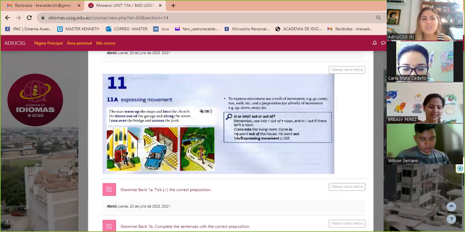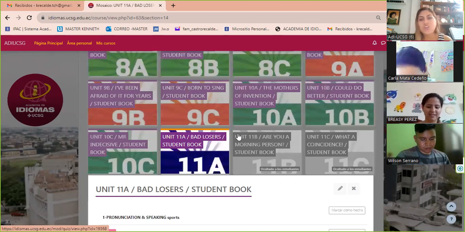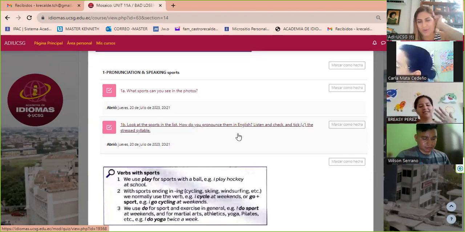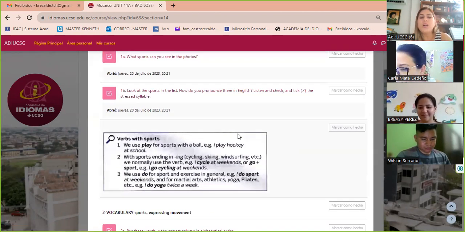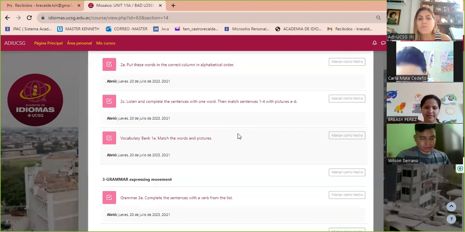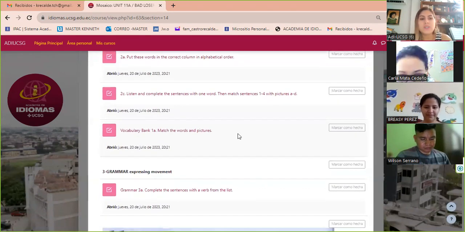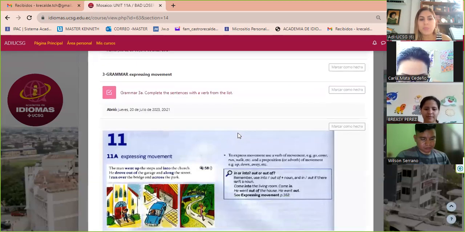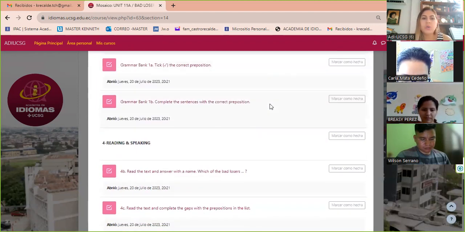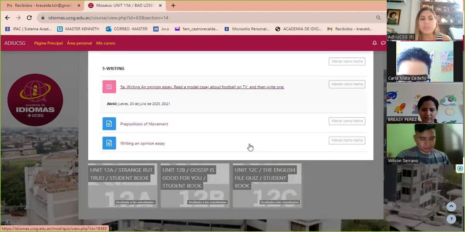Very good. Okay, sweetie. So, today, we talk about sports. That's why the composition was about sports, was about football. We also analyze prepositions of movements. We also listen about some situations. We match the words on the pictures. We saw the difference between in, into, out, or out of. We also complete with the correct prepositions.